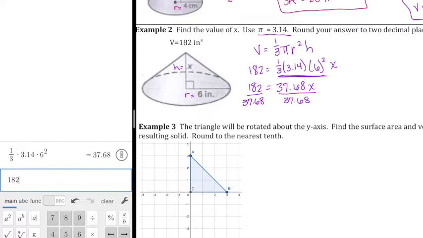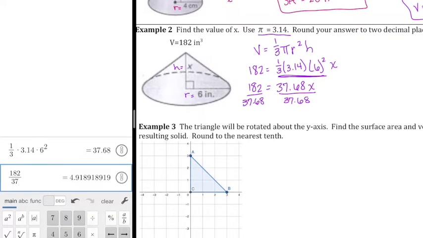So 182 divided by 37.68, and I'm going to round this to 2 decimal places. So x, the height, is going to be about 4.83. And since height is just a regular measurement, it's going to be in regular units. So that's 4.83 inches.